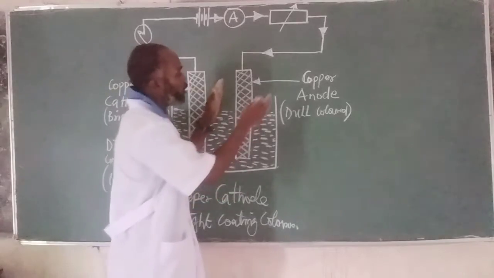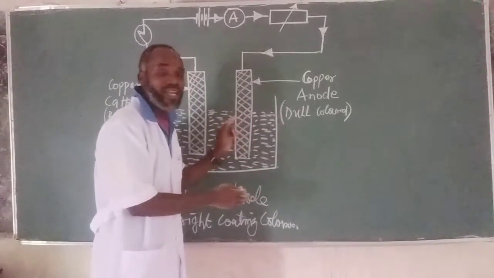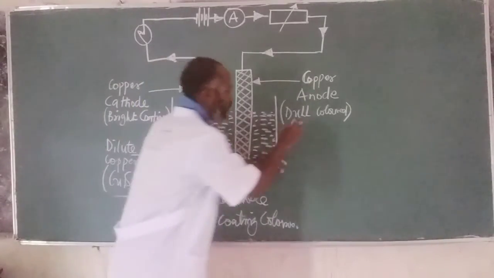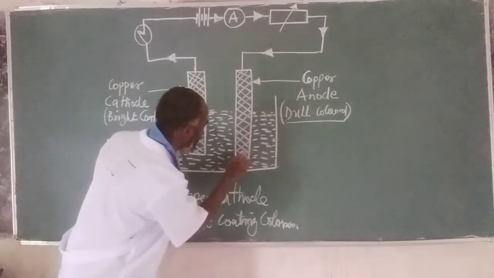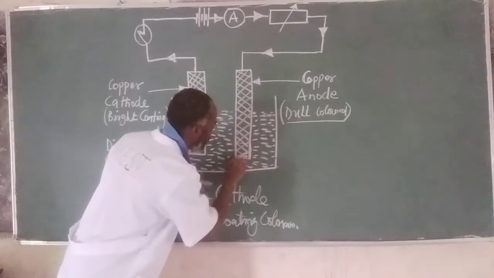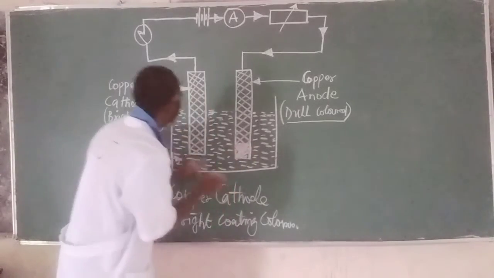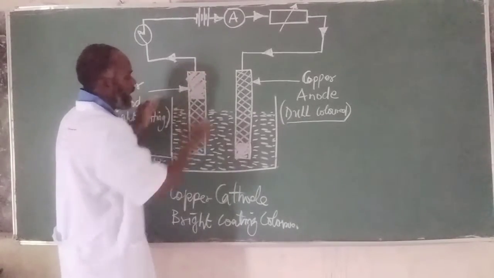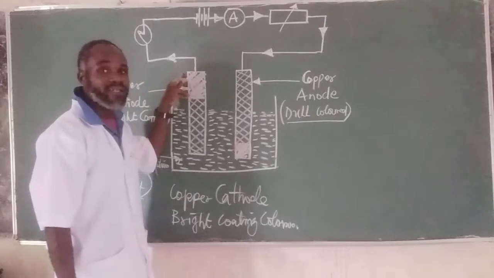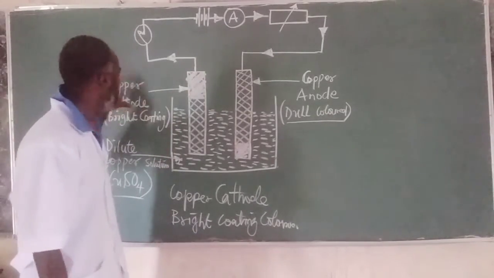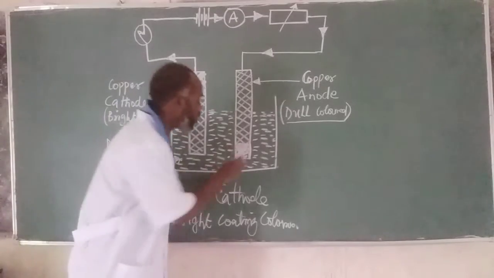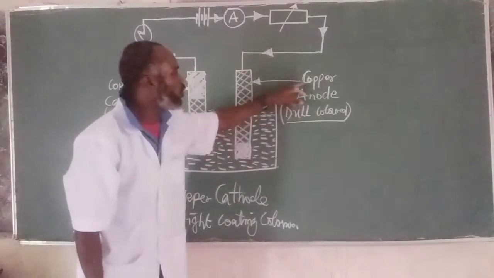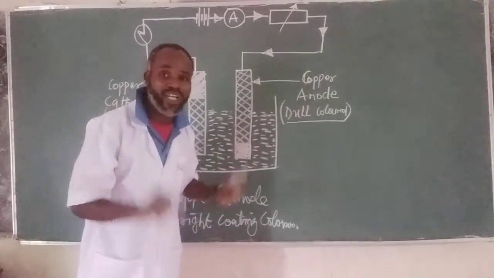Also, on the copper anode electrode, there is some amount of color being formed, but this color is dull, absolutely dull. Look at this, dull colored. And it happens at the lower part of the anode. But that of the cathode happens at the upper part of the cathode. Upper part, there is a bright coating color as a result of electrolysis. There is a dull coating color at the lower part of the copper anode, which happens to be one of the electrodes.